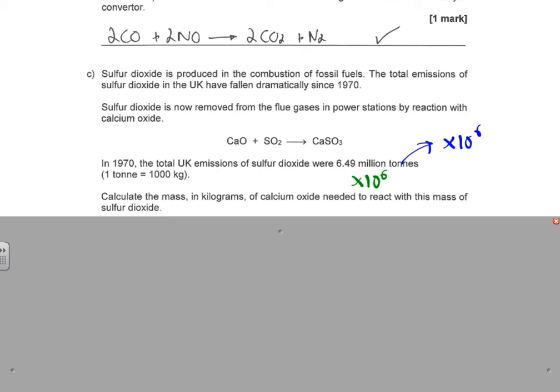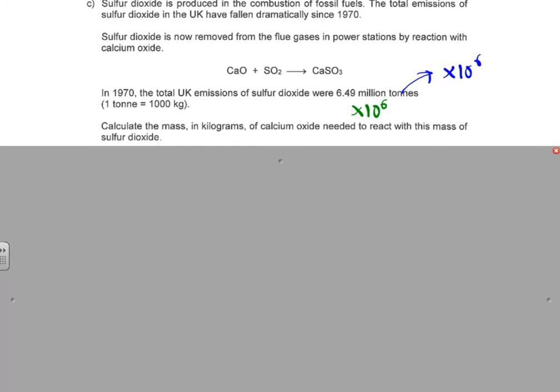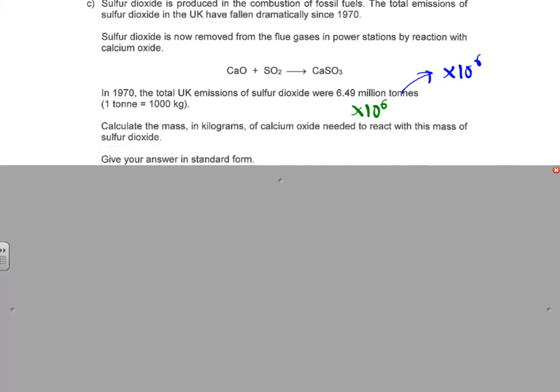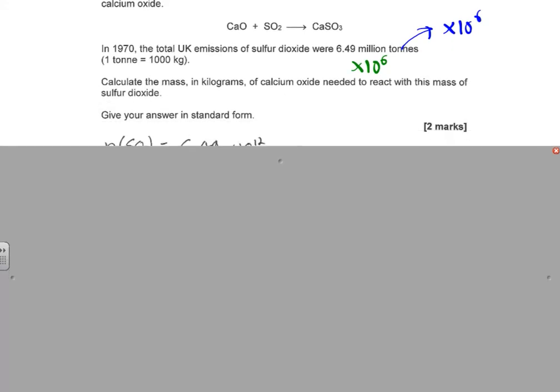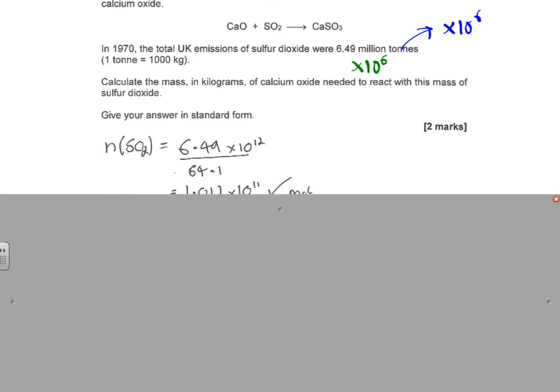So when you look at the calculation that I've written out here, you'll see that I'm going to use 6.49 times 10 to the 6 times 10 to the 6 again. That's bringing in the million and the tonne conversion for grams. In fact, it's simpler to write that simply as 6.49 times 10 to the 12. And there we go, there's the calculation.